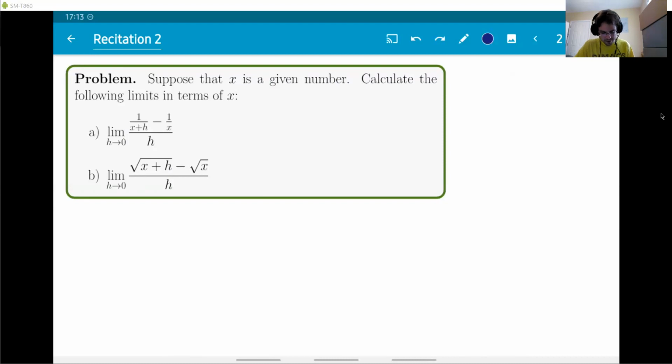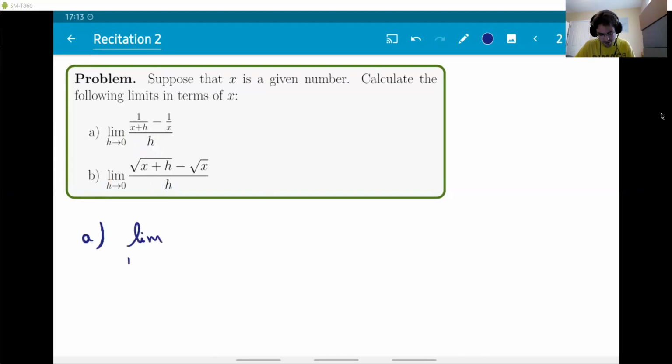Look, for example, in the first one, what happens when you plug in h equals 0? Remember that h is the limit variable, so it's the one that's going to 0. But the denominator would give you a 0. And that's true in both cases. So that's how we know that we need some simplification.